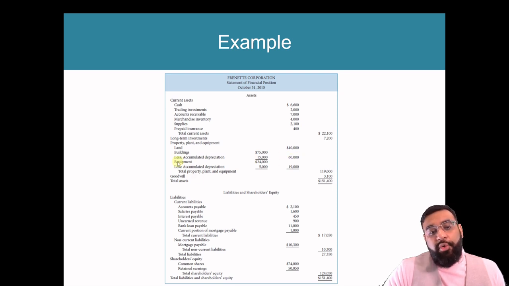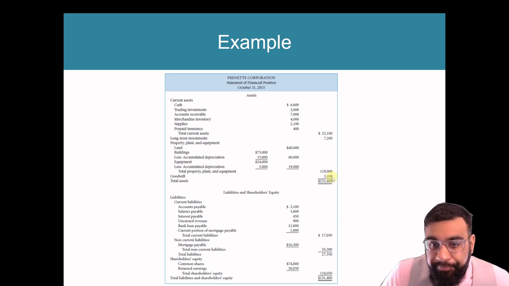Then we do the same thing for equipment. Equipment is 24,000, less accumulated depreciation is 5,000, gives us 19,000. And now we're going to add up the 40,000 plus the 60,000 plus the 19,000 to get the 119,000, which is total property, plant, and equipment. In this question, there's no intangible assets, so we leave that out altogether. But goodwill, we have goodwill balance, which is 3,100.